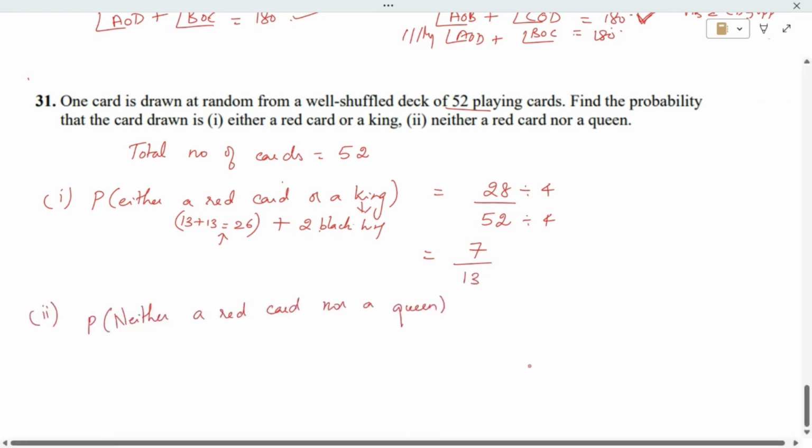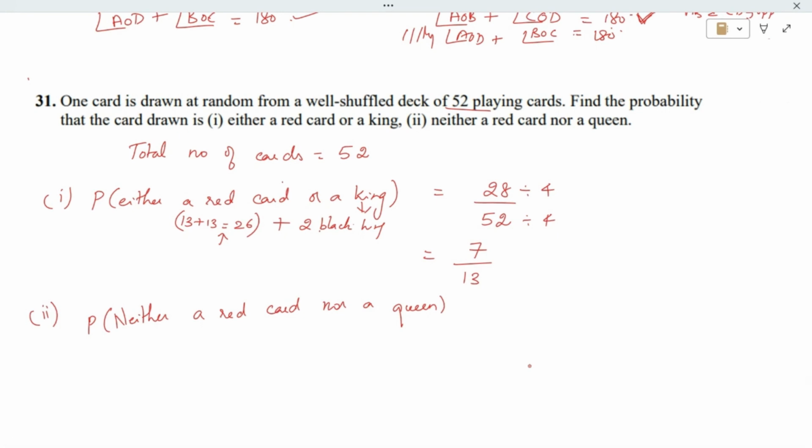Now they are asking what is the probability that the card drawn is neither a red card nor a queen. Neither a red card means I should go with the black cards. So how many black cards are possible? 13 plus 13, which is 26, isn't it? Nor a queen. So I already excluded all the red cards. So two queens are already excluded, and the remaining two black queens should be excluded, isn't it? Because I don't need a queen as well. So the count will be 24.